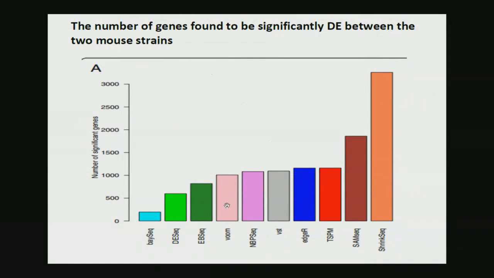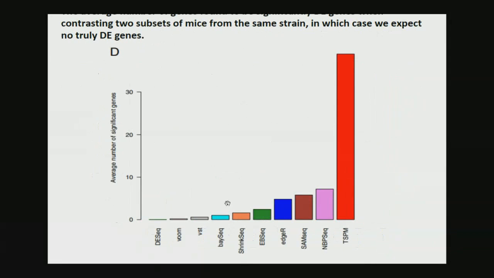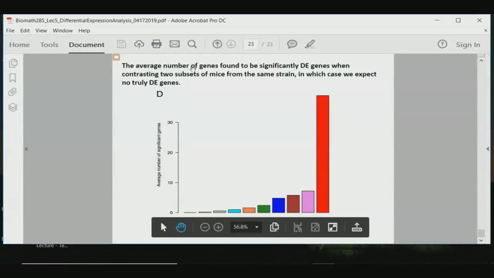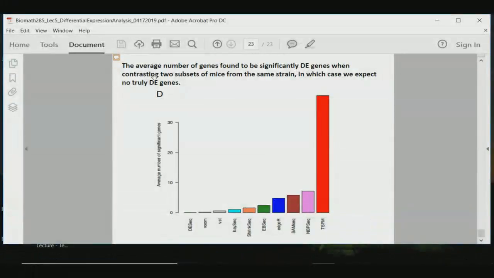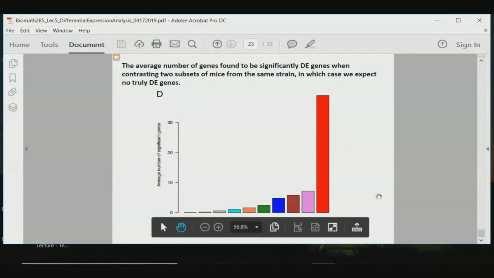But then, what about false positives, right? So this one should be smaller. This is the average number of genes found to be significantly differentially expressed when we compare two subsets of mice from the same strain. In which case we expect no true differential expression, right? They come from the same strain, so they should be the same. So this is a false discovery, yes, a false positive.